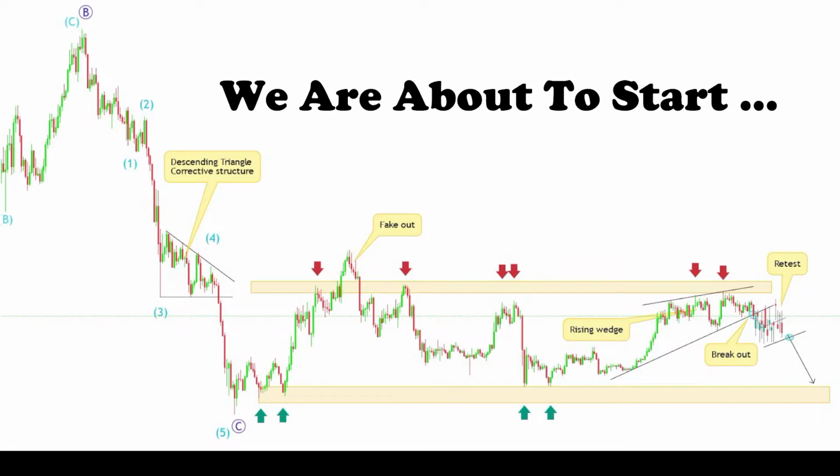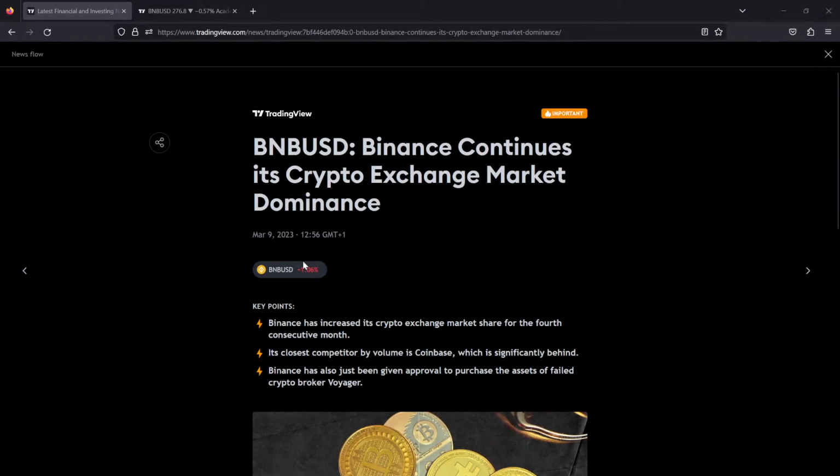I'm here again with another technical analysis. This time I'm looking at the news about Binance. It seems that this is positive news.